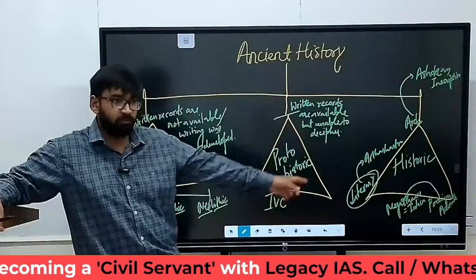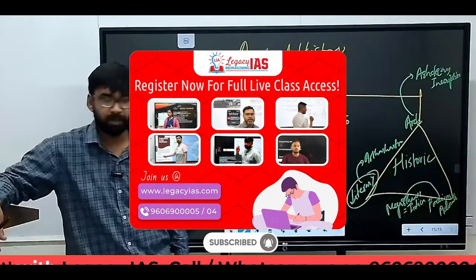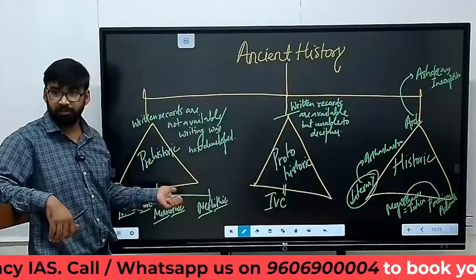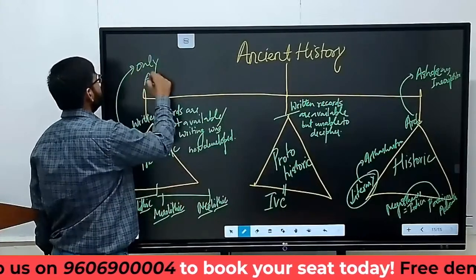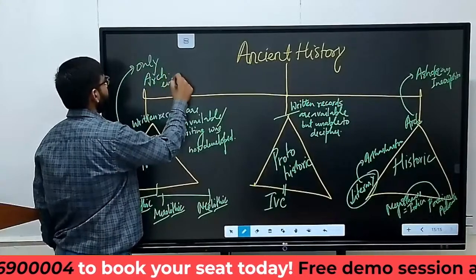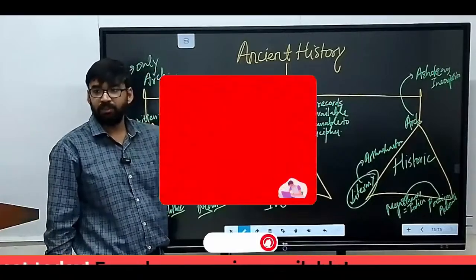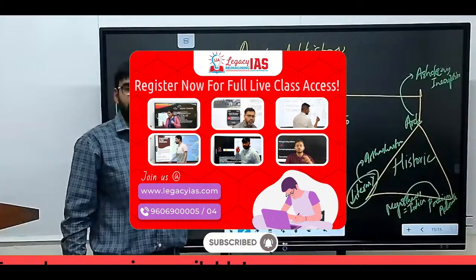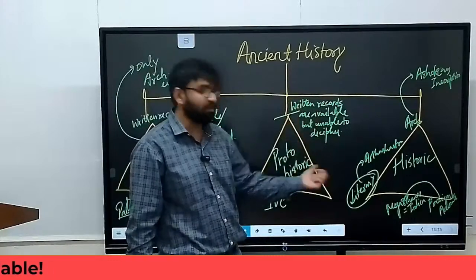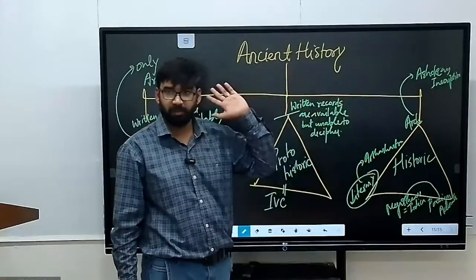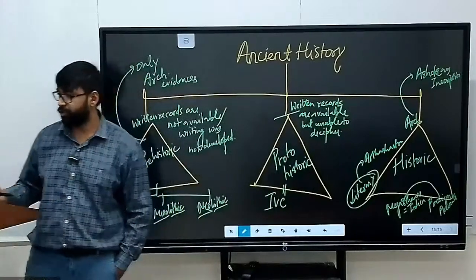Writings, that is literature, foreign accounts, which are written by foreign authors, and then archaeological evidences. Okay. Here only archaeological evidences. Getting my point? Here only archaeological evidences. Here archaeological evidences also, plus writing is also there, but we are unable to decipher the writing. And the day when historians decipher the writing, it becomes the historic period. Getting my point? Online students, this much is clear to all of you.